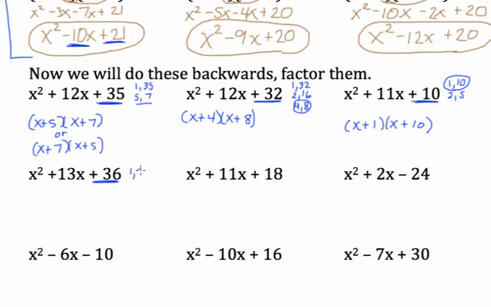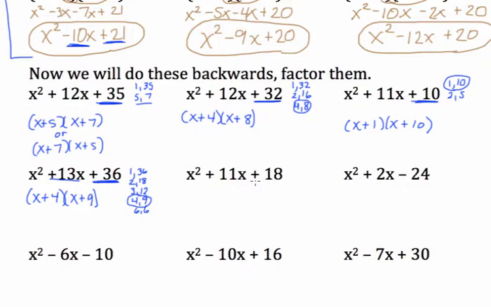You could do 1 and 36, 2 and 18, 3 and 12, 4 and 9, 6 and 6. Do any of those add to be 13? Yep, right there. You don't have to list out all the factors either if you find the one that's the right answer. Again, you're looking for two numbers that multiply to be 36 and add to be 13.